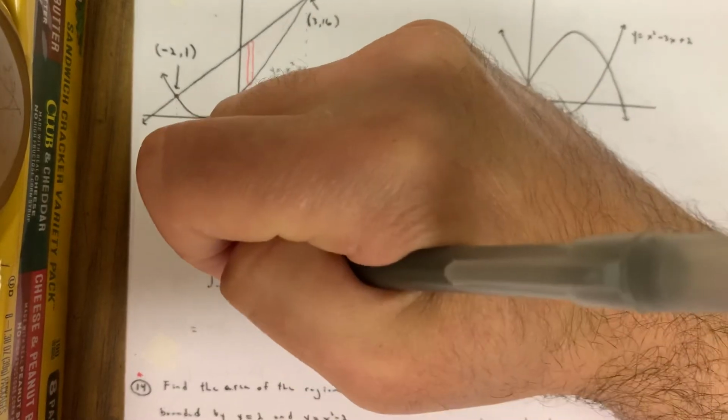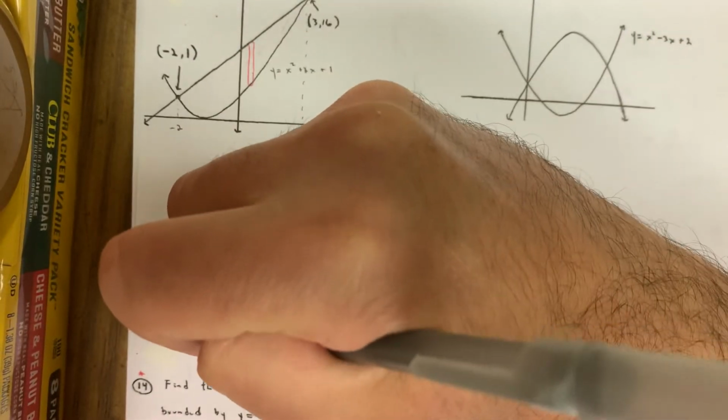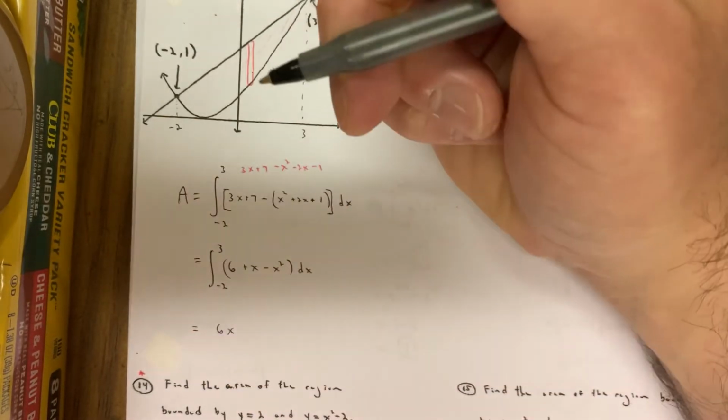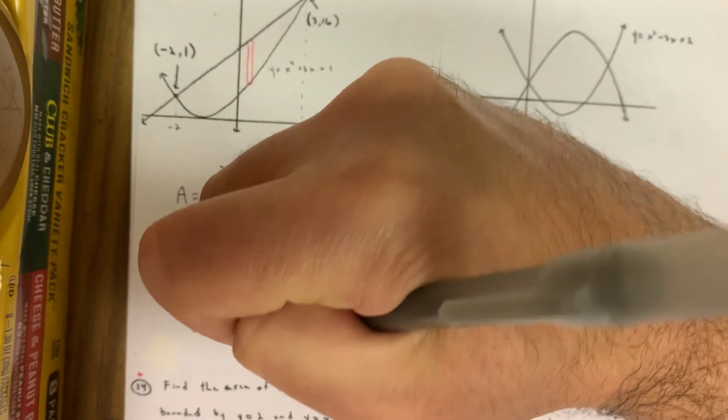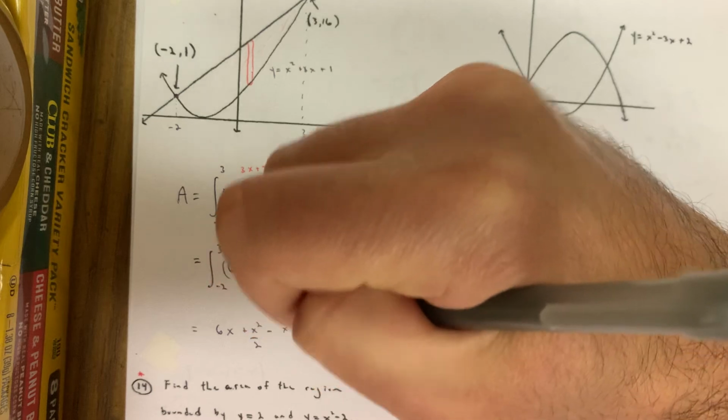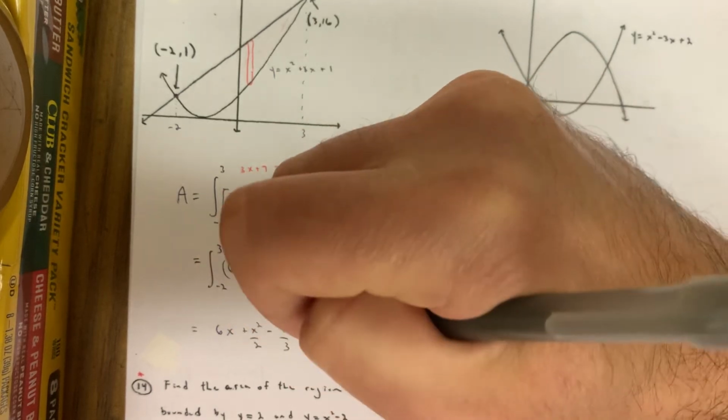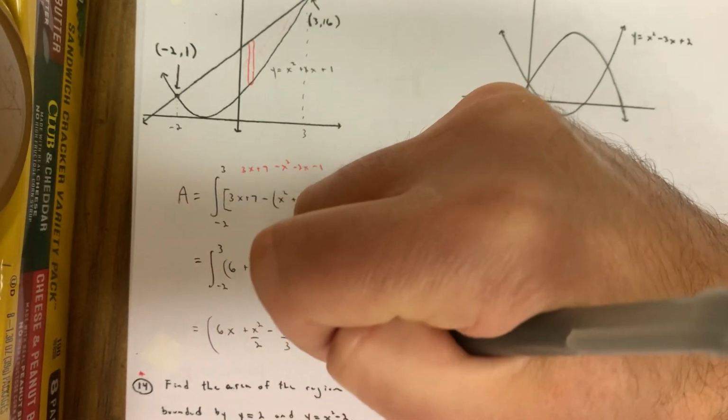Here's the easy part. The integral of 6 with respect to x is 6x, what you all want to grow up to be, and you will all grow up to be a success. Okay, plus the integral of x to the first, x squared over 2, minus the integral of x squared, which is x cubed over 3, and we'll evaluate that from -2 to 3.